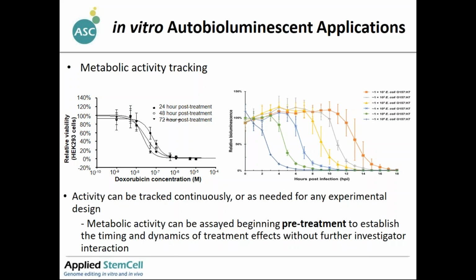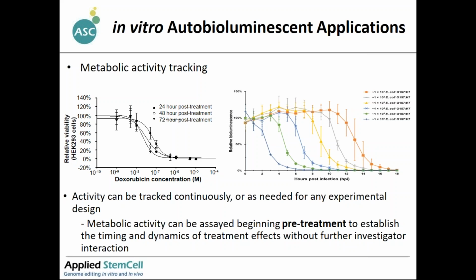Again, shown on the left graph is a typical graph of using autobioluminescent HEK293 cells to track cytotoxic compounds. You can see that because the cells can be tracked continuously over time, it gives you the power to look at dose effect as well as temporal effect in just one plate in one assay. You don't have to worry about preparing different samples for each time point.